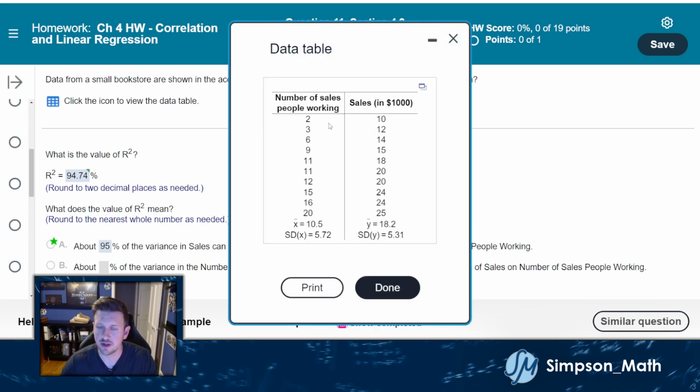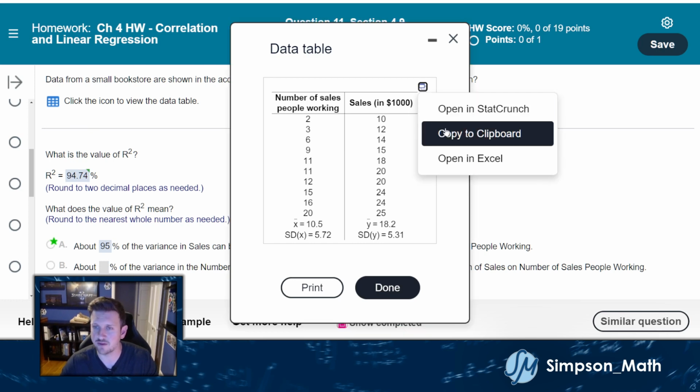Sadly, when we look at the table, they give us the data values. They do give us the mean and standard deviation, but they don't give us R. So we do need to calculate R. If you check out my previous video, I go through this in a lot more detail. I'm just going to do this on Desmos. You could do this on Excel or on the 84. I'm just going to do Desmos.